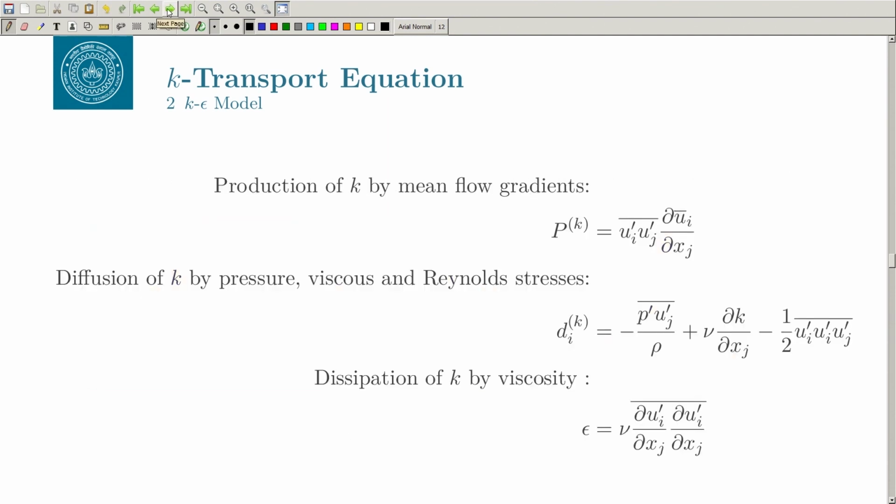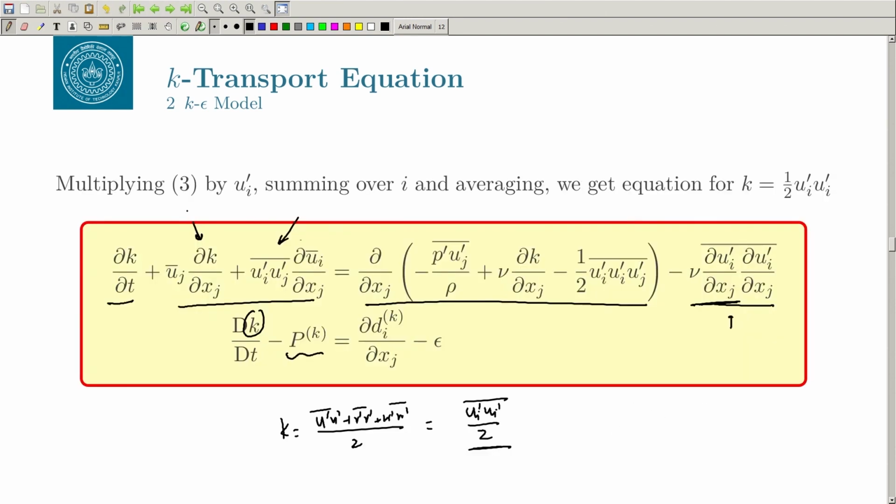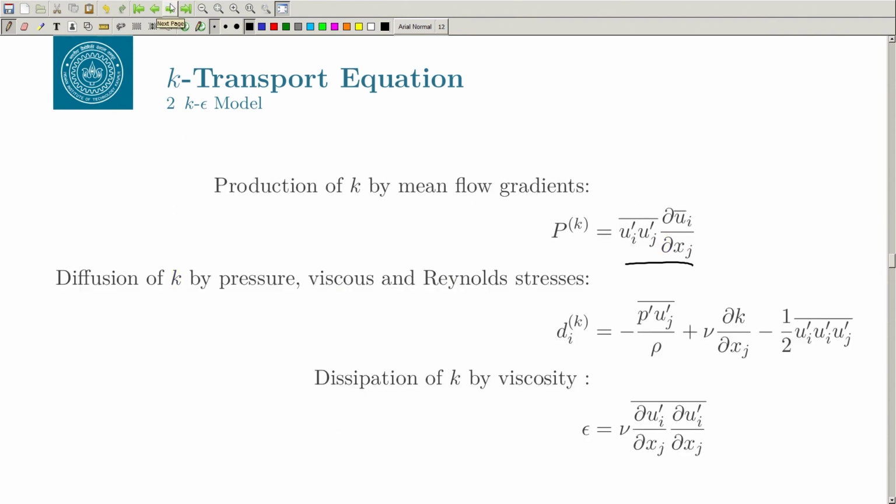Okay, so this is the production of k by the mean flow gradients. This term is the production term by the mean flow gradient. These two you can take together, that will give you the total derivative here. And then you have diffusion of turbulence kinetic energy by the pressure, by the viscosity, and by the Reynolds stress, right, and finally you have the dissipation of kinetic energy by viscosity.